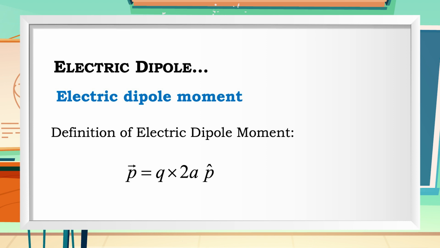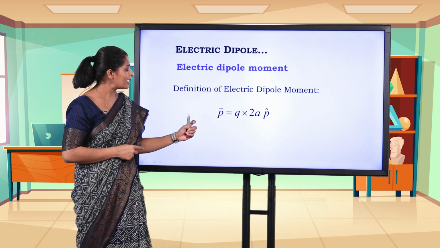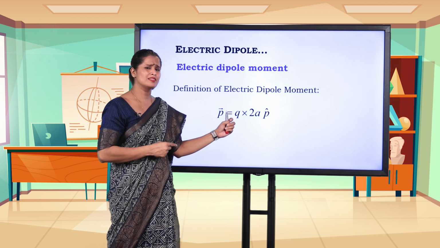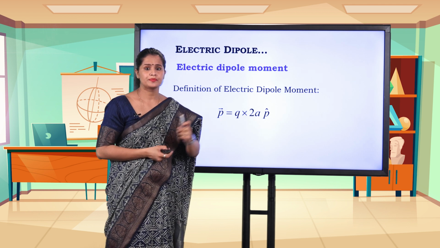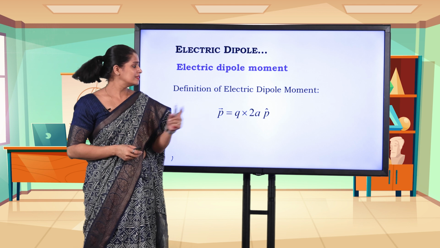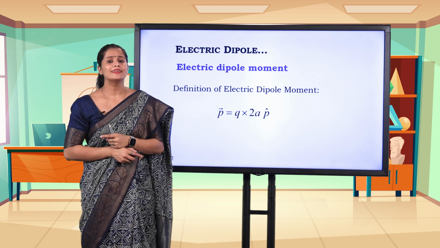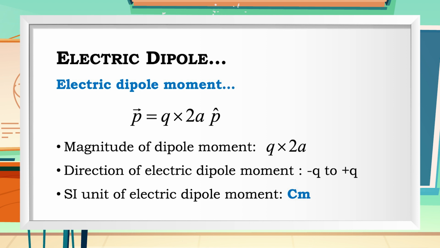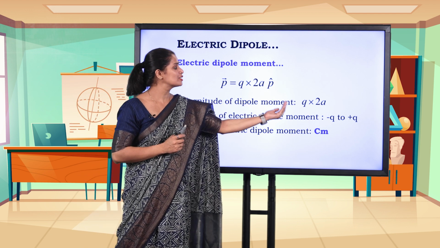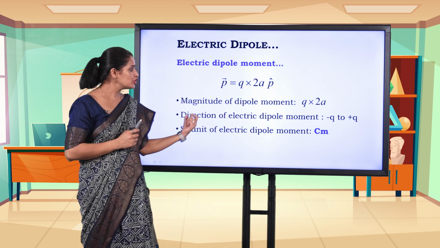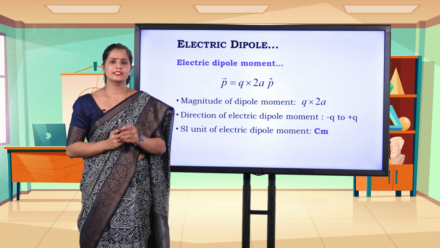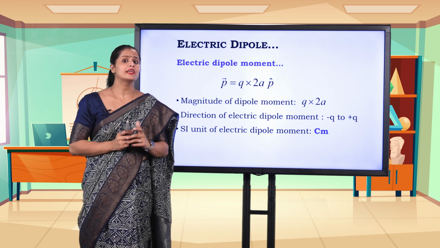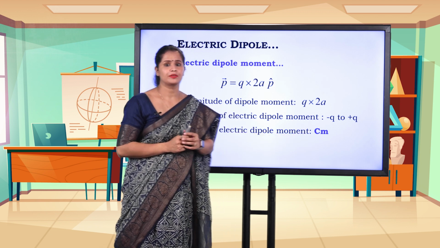First is the electric dipole moment. It is defined as the product of either of the charges, that is plus q or minus q, and the distance between the two charges. Now, this p cap is the direction of the dipole moment. From this equation, we have very important inferences: the magnitude of the dipole moment is q into 2a, and the direction of the electric dipole moment is from minus q to plus q. And dear learners, can you tell the unit of dipole moment? Yes, it is coulomb into meter.